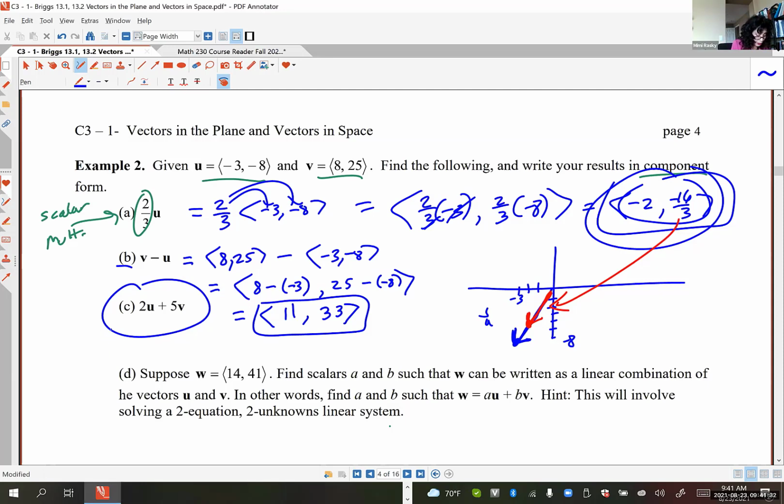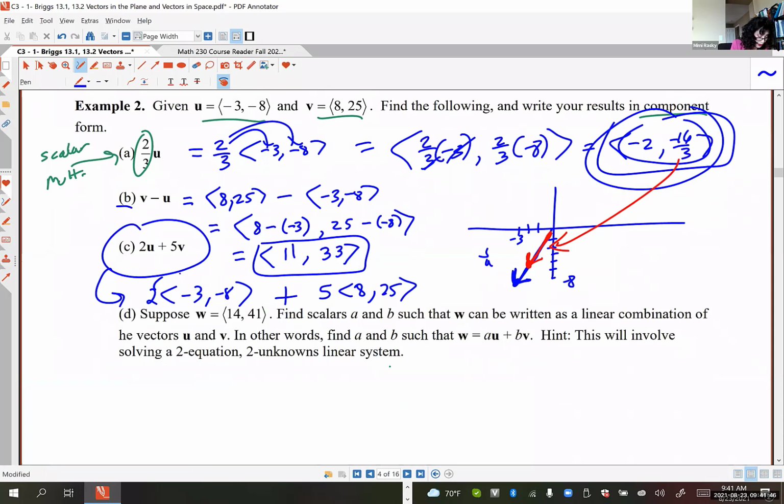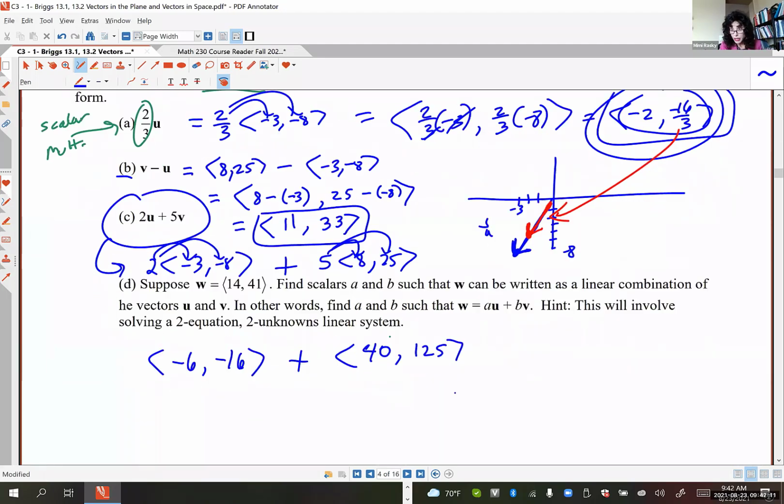So if I did this in slow motion, and I'm going to do it in really slow motion, you're going to have 2 multiplied by angular brackets -3, -8, plus 5 angular brackets 8, 25, like that. And I'm running out of room here. Then you're going to distribute the scalar. So you're going to have 2 times -3, and I'll just do the multiplication quickly here. So the scalar multiple there of 2 with the u is going to be that vector with -6 and -16 as components. And then when I distribute this 5, I'm going to get 40. What's 5 times 25? 125. Okay. So that's an intermediate step.